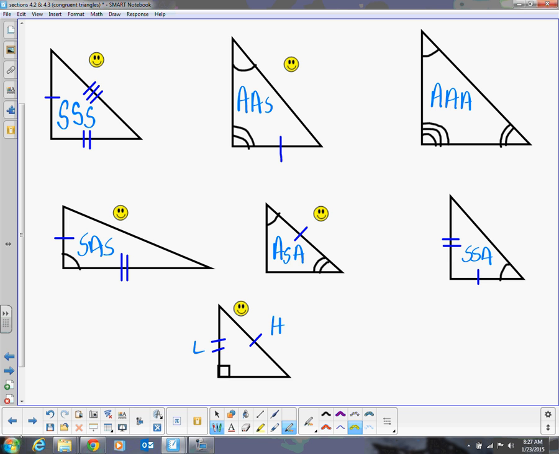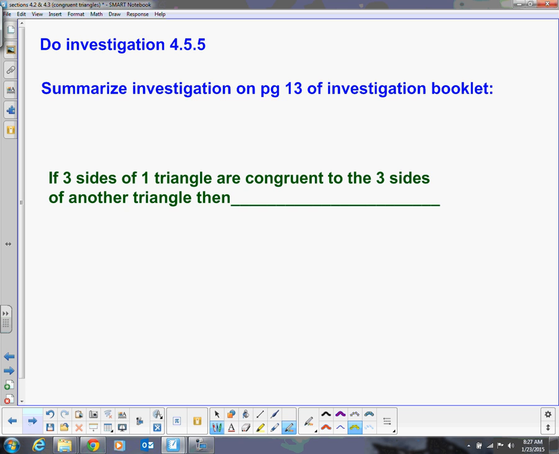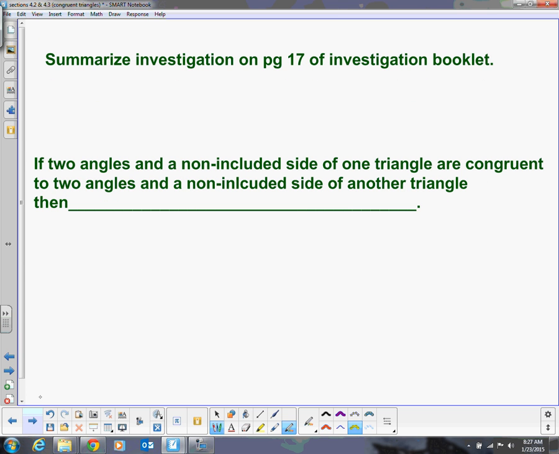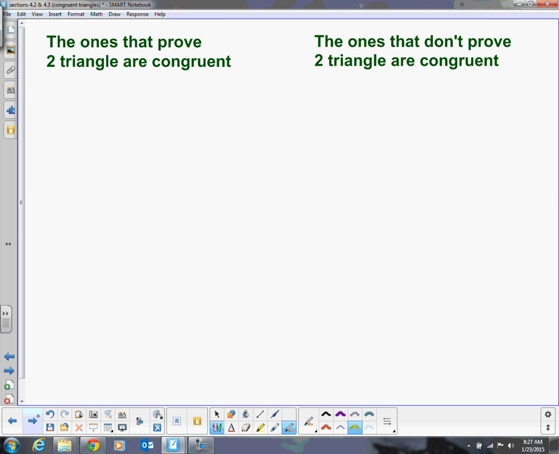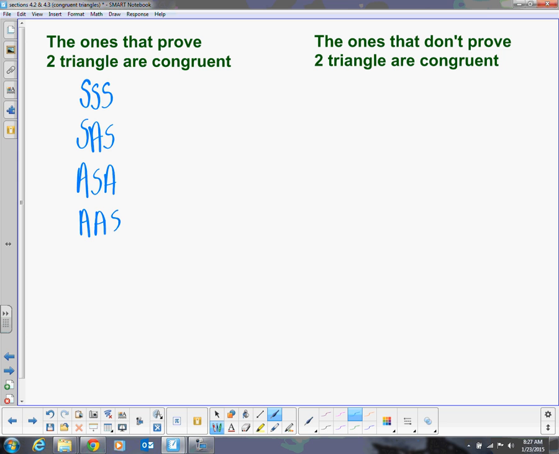All right. So we've already summarized these. These are those side, side, side written out in words. So I will go ahead and do this. Ones that worked: side, side, side, side, angle, side, angle, side, angle, angle, angle, side, and hypotenuse leg. What did not work? Angle, angle, angle, and side, side, angle.